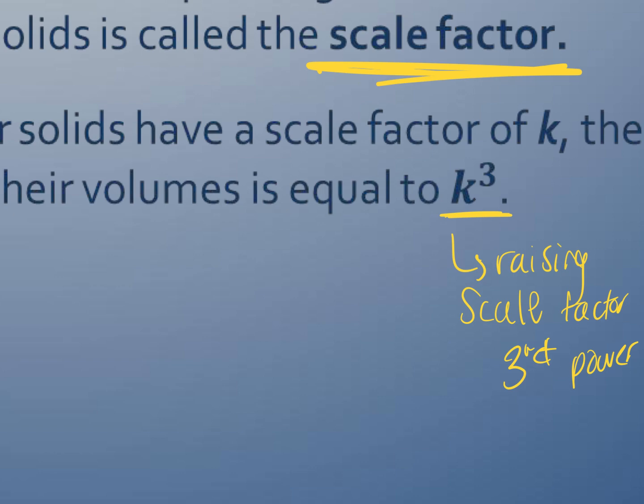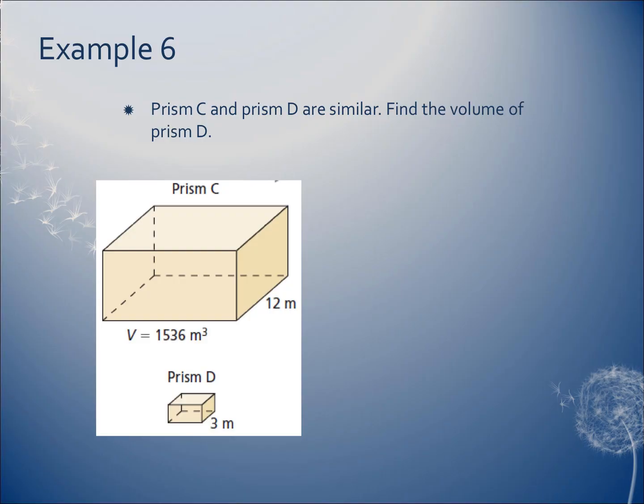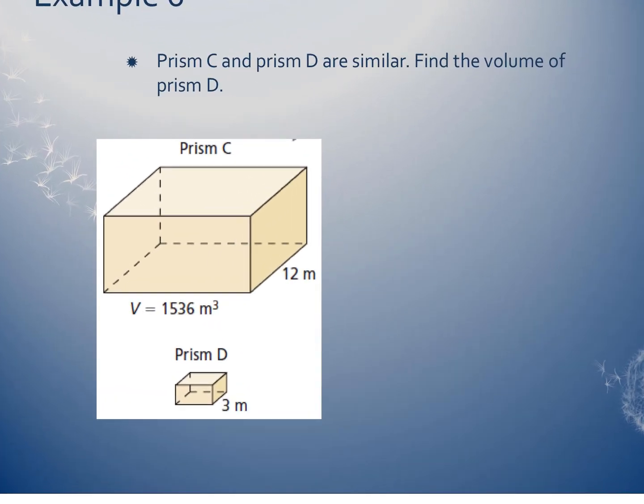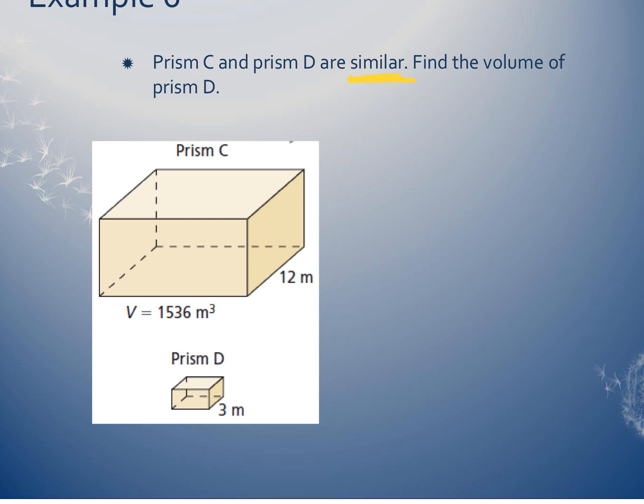All right, so when we're looking at the next slide, which is our example, we have 2 prisms, right? We have prism C and prism D. We're told that they're similar to one another, so let's underline that word. That's super helpful. And it says find the volume of prism D.